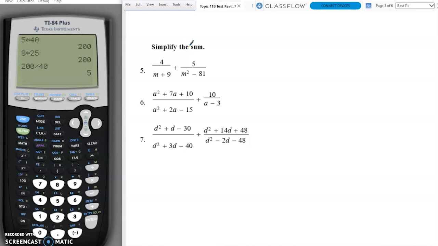Looking at number 5, my first denominator, there's nothing to factor there. M plus 9 doesn't become anything. M squared minus 81, however, that is an example of a difference of two squares. So M squared minus 81 is going to become M plus 9 and M minus 9. So for these two, my least common denominator is going to be M plus 9, because that's what they have in common, and then M minus 9.